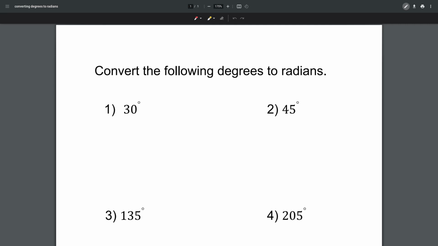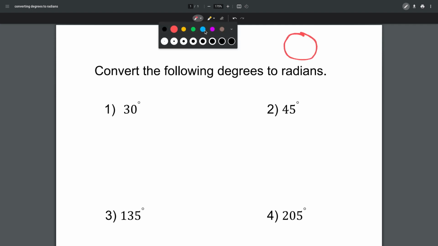In this video, I'm going to show you how to convert degrees to radians. But first, let's talk about what a radian is. I'm going to draw a circle here, and in the circle, we're going to have a radius. Okay, so what is a radian?